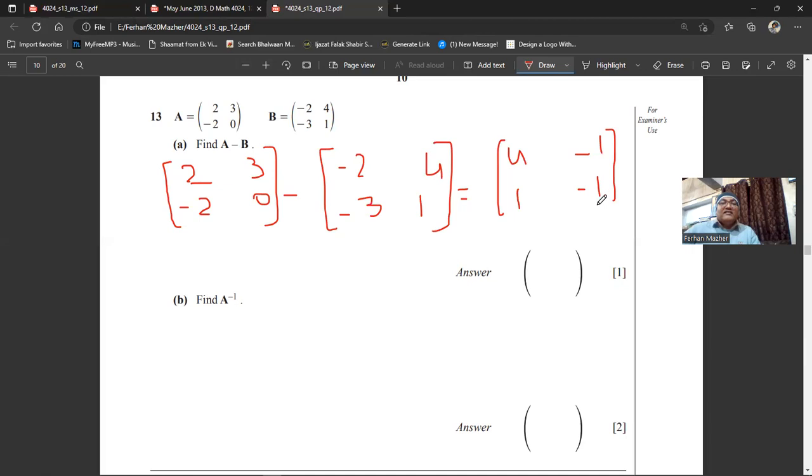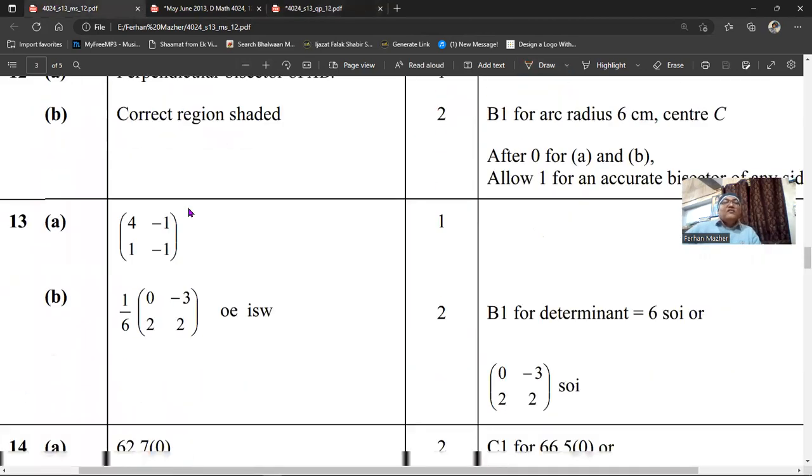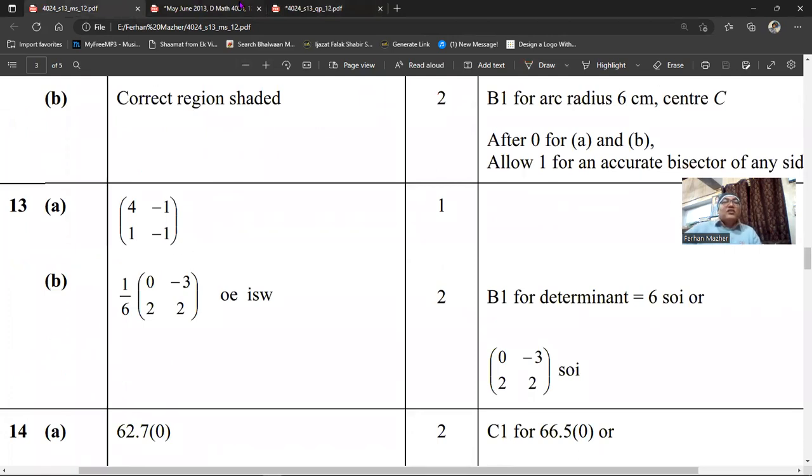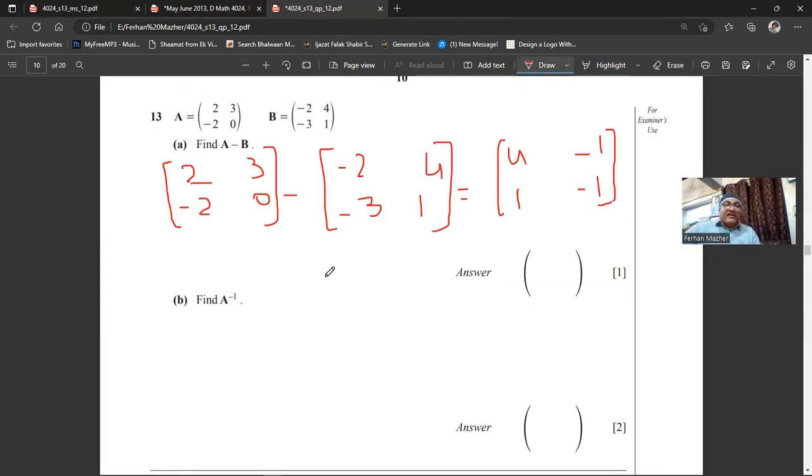So let's check, is this answer right or not? It is 4 minus 1, 1 minus 1. Okay, so our answer is right. So this is question number 13A part.